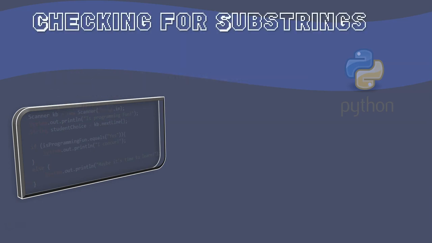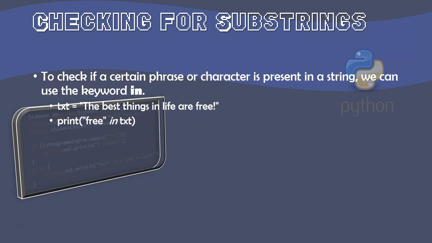Now, what about substrings? What if we wanted to get that kind of information? Well, first off, let's check to see if a word or phrase is present in a string. We can use the word in. So let's say you have the string "The best things in life are free." I can print a check for the word free using the keyword in, and this is text, which would be the name of that string. If the string was called, let's say, line, it would be free in line. And that's how we check that.